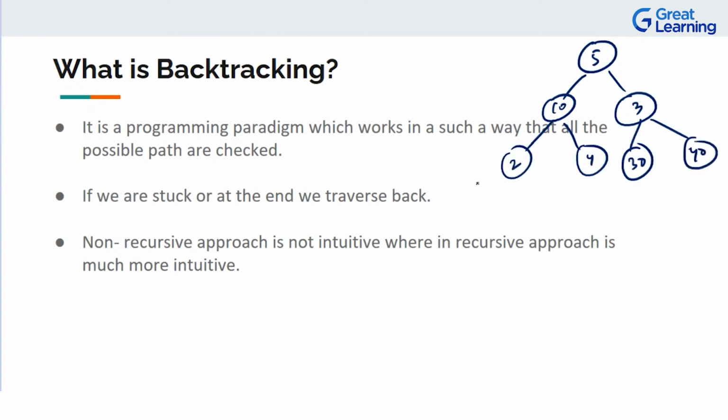Now how backtracking works: it is a programming paradigm which checks all the possible paths. If you have seen my earlier lecture on greedy, in that we make a choice. Should I go for this or should I go for this? Since we are looking for the maximum, we made a choice and went for this. In backtracking, it will either go this way or this way. Anyway, it is going to check all the different possible paths.